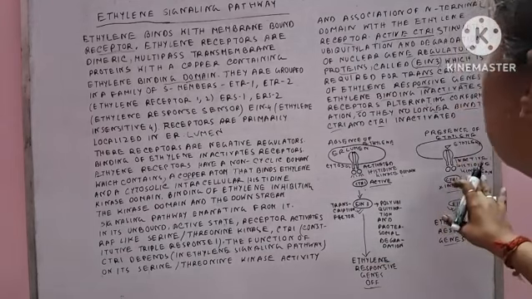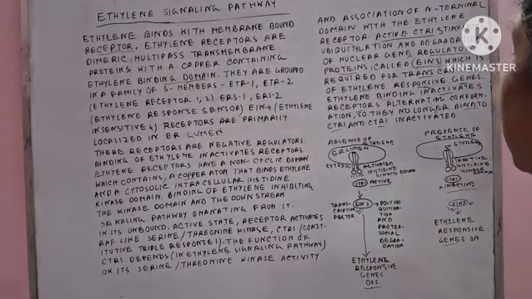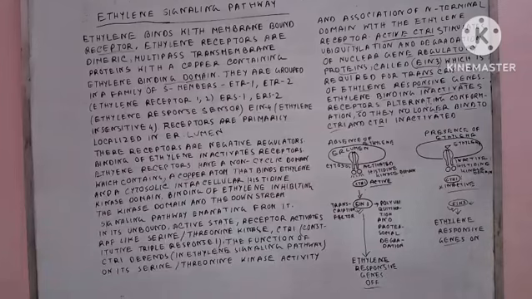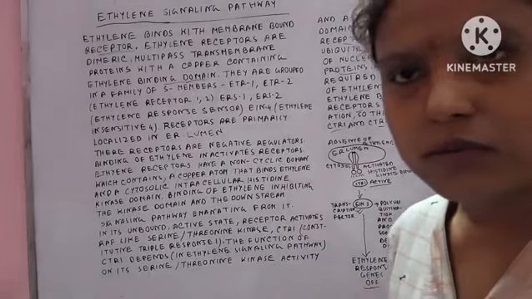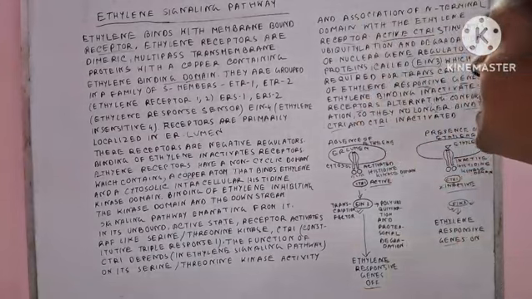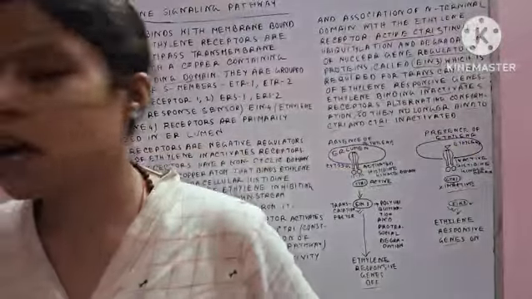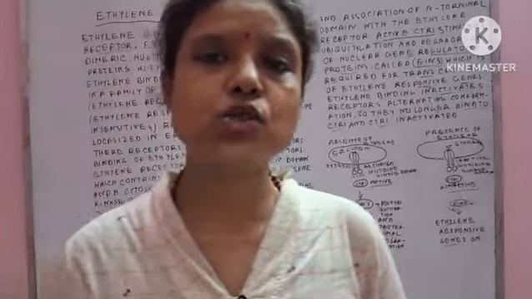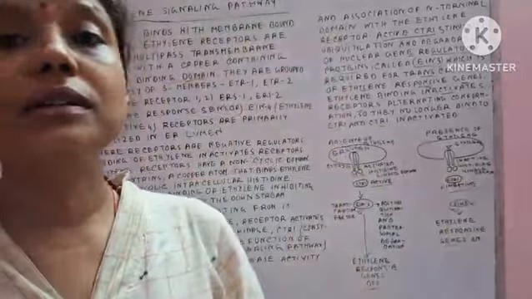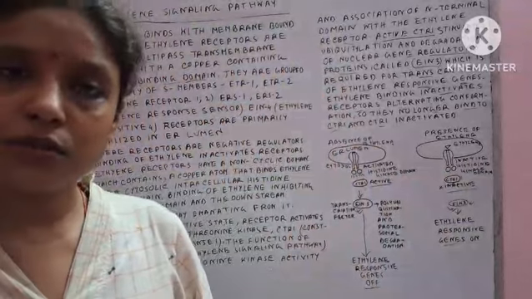So the role of CTR1, the ethylene and the histidine kinase domain is clear now, I think. This is the ethylene signaling pathway, and how much you understood this topic, you can comment in my comment section.